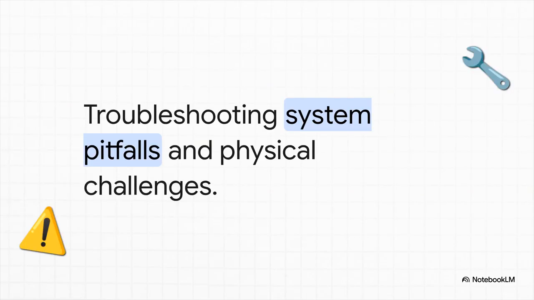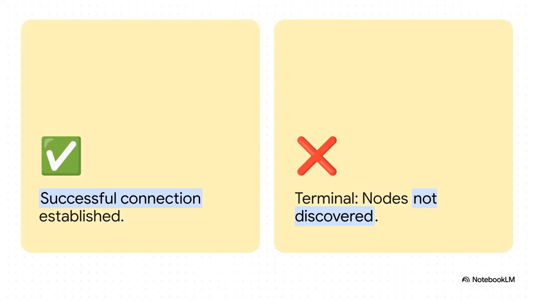But let's be real, it is rarely that easy. Let's slow down for part four, troubleshooting system pitfalls, because code that works perfectly in a pristine virtual simulation very often hits a massive brick wall in the real world. You know how it goes. You might have a perfectly successful flowing connection, or you might get the dreaded Linux terminal output, nodes not discovered.